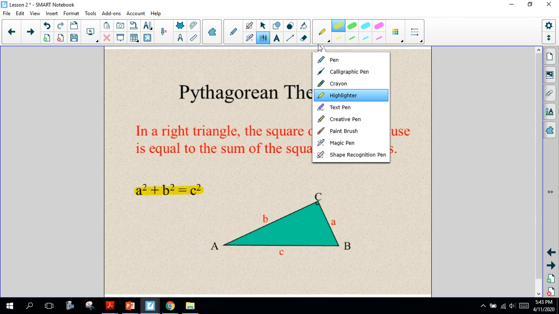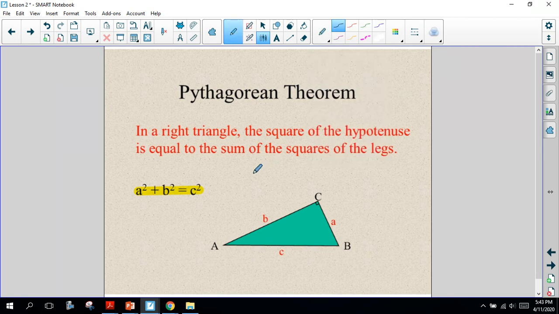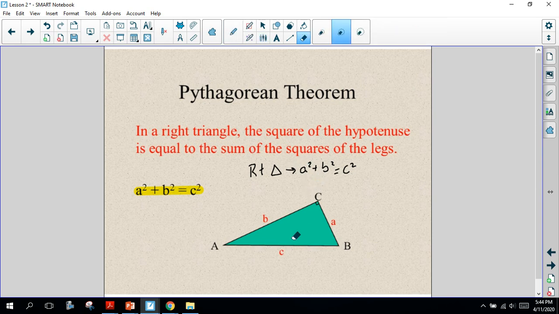If we look at what the theorem actually says, it's an if-then statement. So if I have a right triangle, the conclusion is that a squared plus b squared is equal to c squared. So if I'm trying to prove this, which is the reason we're revisiting it right now, we would have to start out with the hypothesis as our given information. So if I have a right triangle, then we should be able to conclude at the end of our proof that a squared plus b squared is equal to c squared.